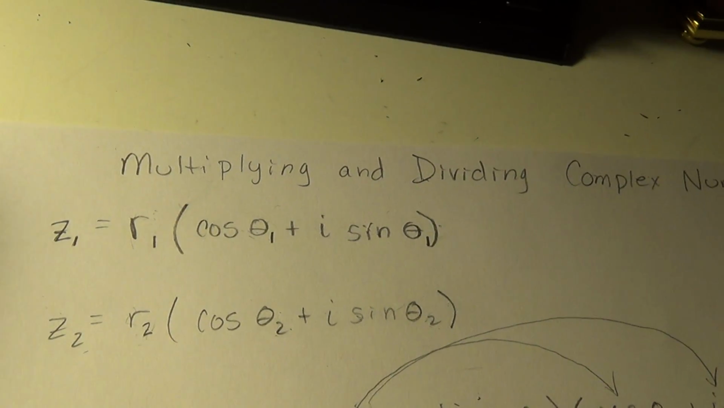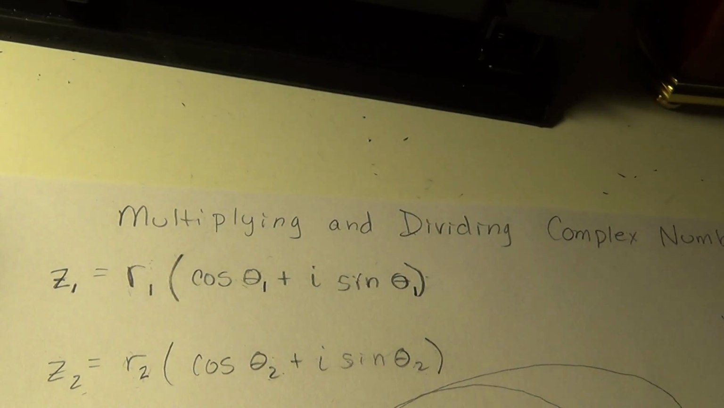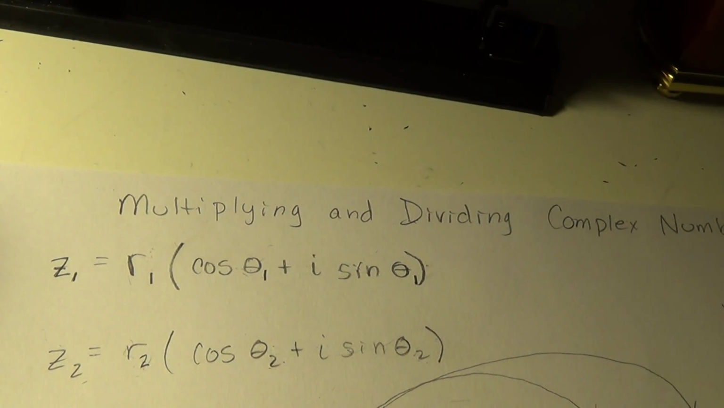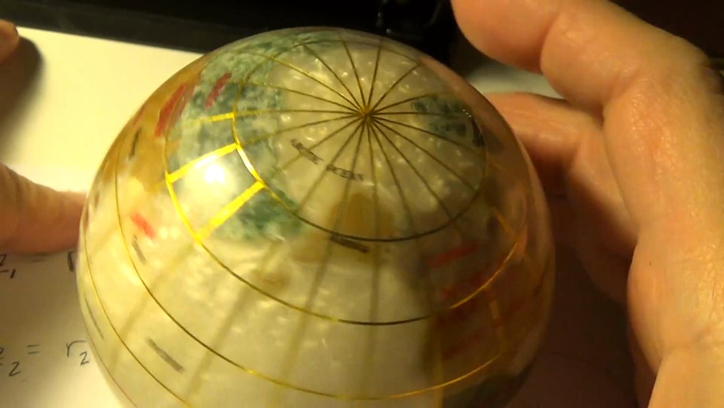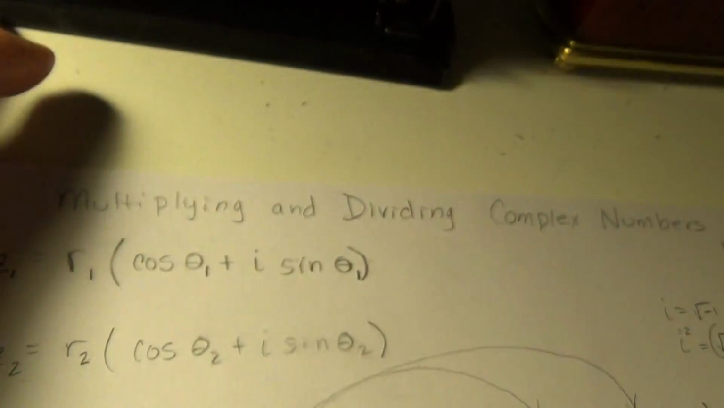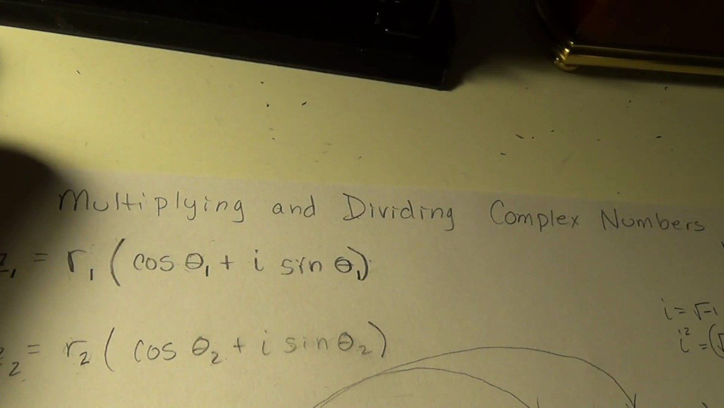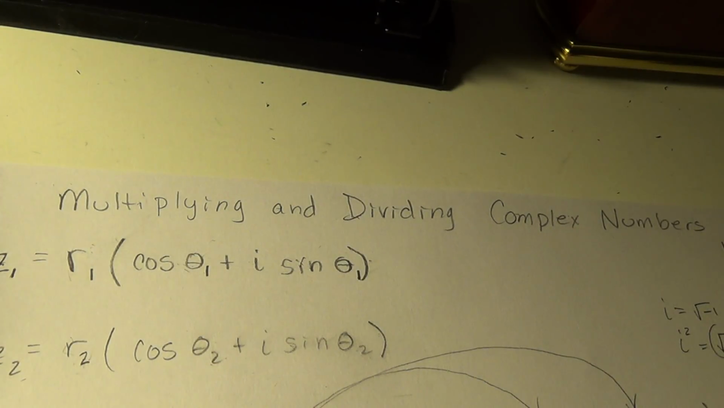So, not many people in the world, in the whole world, where's my world? All right, not many people in this whole world know how to multiply and divide complex numbers in trig form.